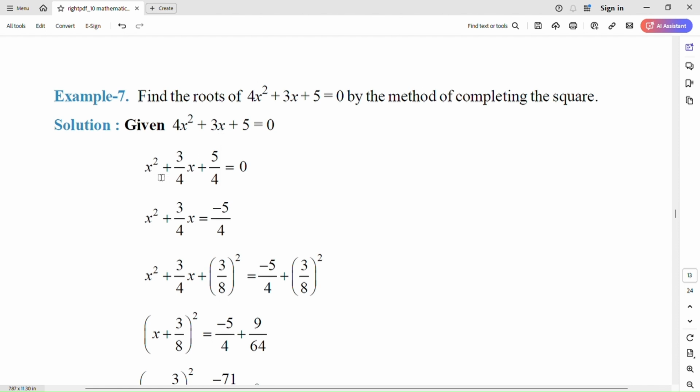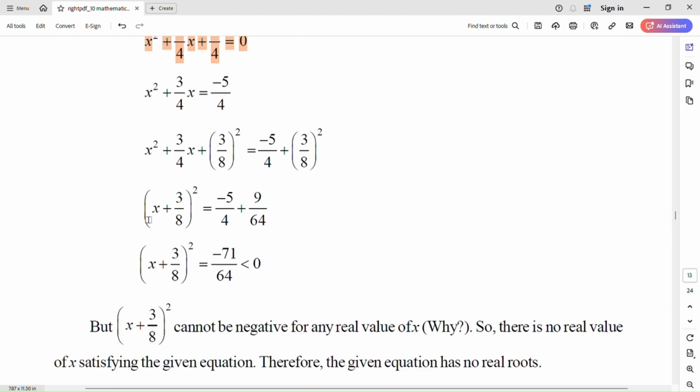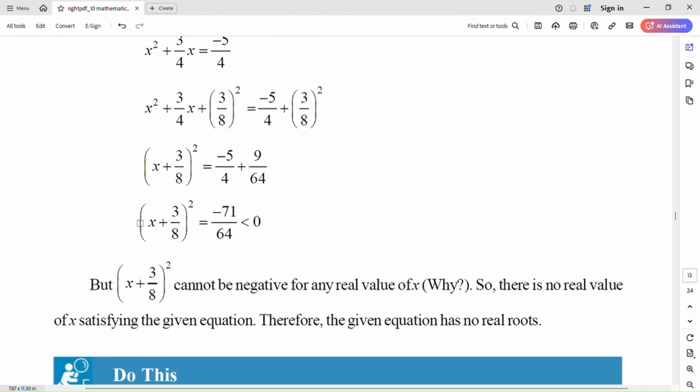Divide by 4 first, then you get 3/4 here. Take 5/4, the constant term, to the other side, then make it a 2ab term, and add (3/8)², which is the b square term, on both sides. Then it will become (x + 3/8)² equal to minus 71/64. Okay, minus 71/64.